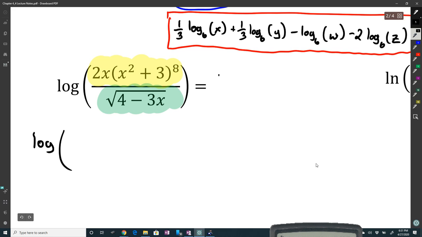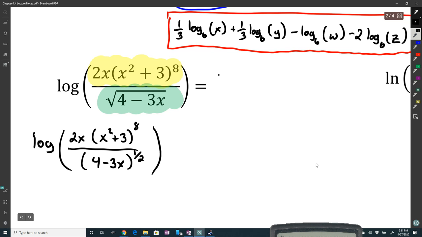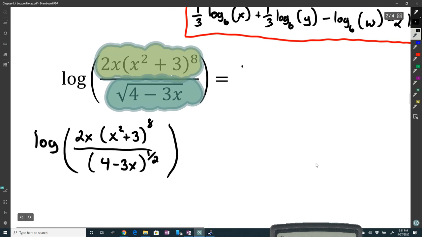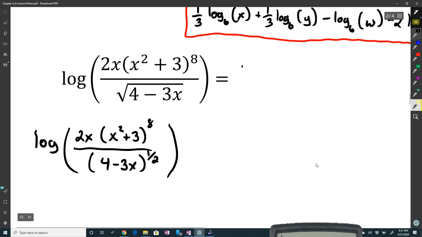This is log of 2x, x plus x squared plus 3 to the 8, over on the bottom, this is 4 minus 3x. The square root is really the 1/2 power. Okay, so let me erase these two. There we go. Be sure to write all your radicals as exponents so that you can use the rules properly.